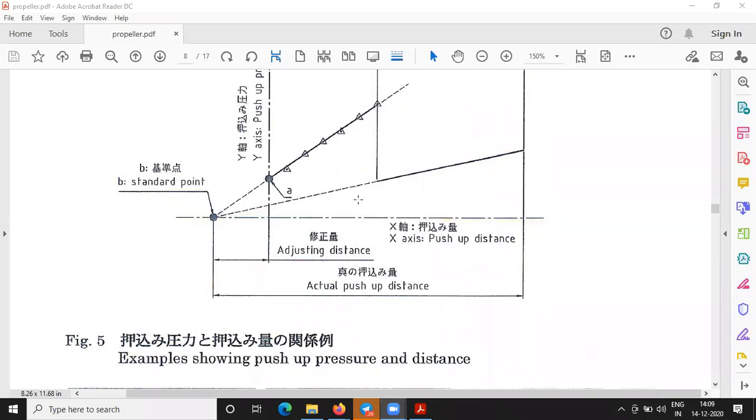After that, again you can increase the pressure by 5 MPa as they have given, or you can increase it by 3 MPa. That means 30 bar, 50 bar. With equal intervals, you have to increase it and wait for the complete pushing of the propeller to be done.